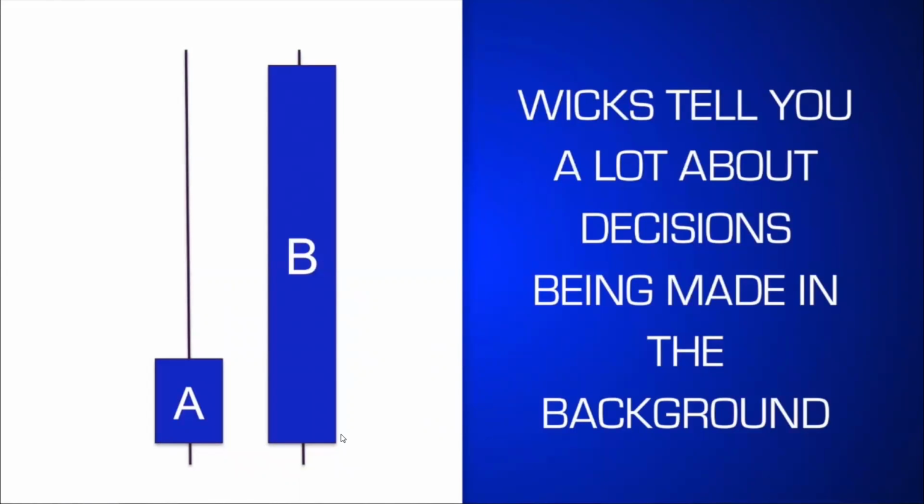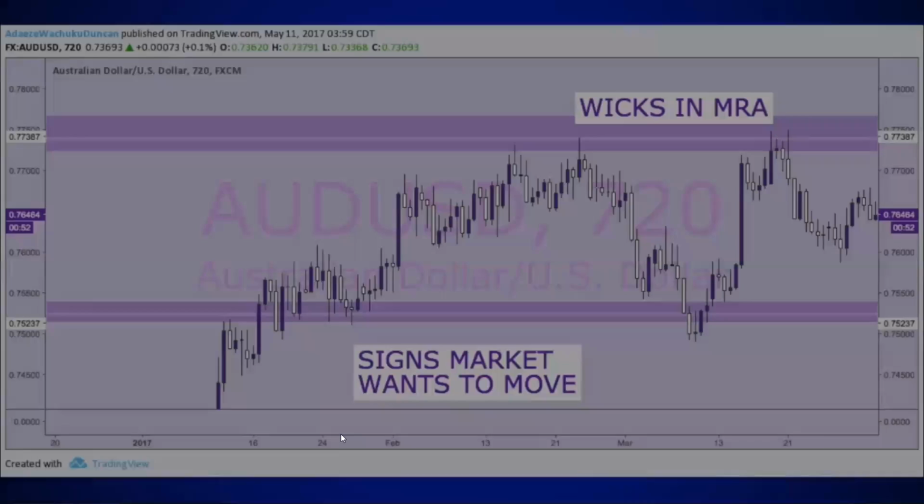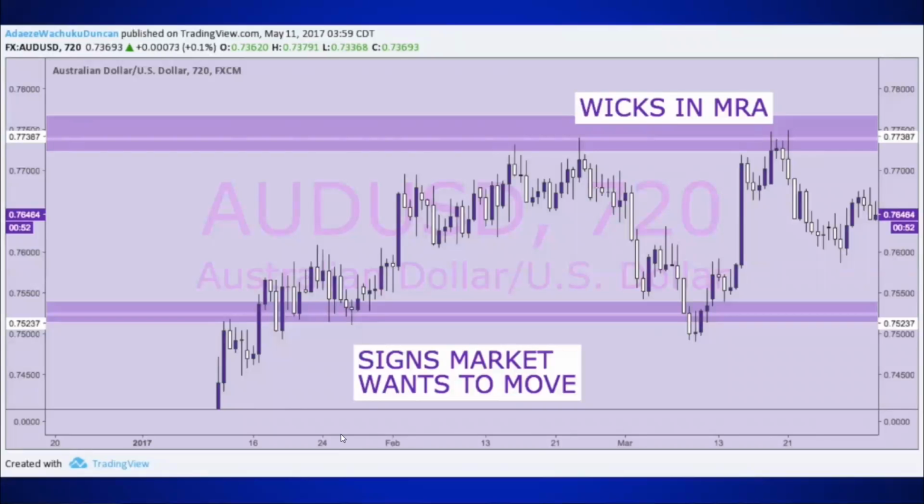Wicks are also what we call fake outs, meaning that the market was moving up in that direction, but it decided not to move in that direction. And we call it a fake out because it faked you out. You thought it was moving up, but it actually was not. Or you thought it was moving down, but it actually was not.